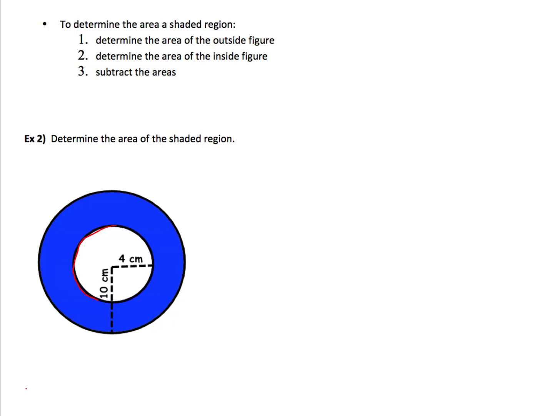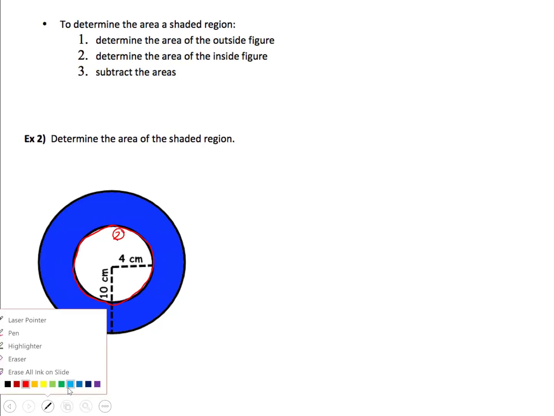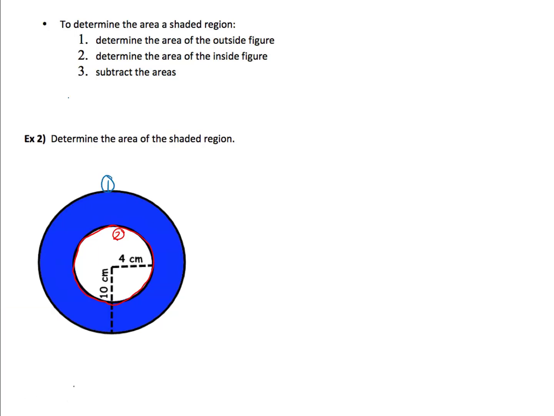I'm just going to make the inside there. I'm going to label it 2. And then I'm going to label the outside with a 1. I'm going to use blue because it is blue. So blue will be our outside, red will be our inside. That'll be an easy way to see. And then we will figure out our final sum of the area. Okay.